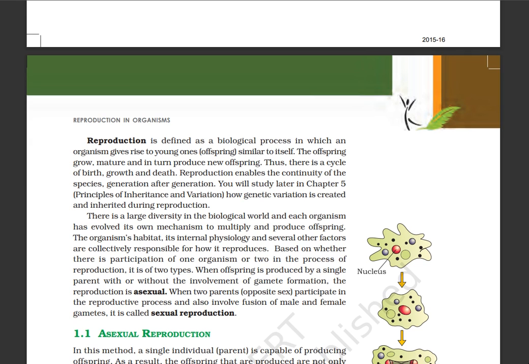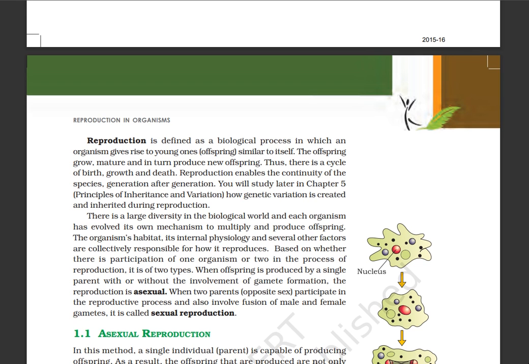The offspring grow, mature, and in turn produce new offspring. Thus, there is a cycle of birth and death. Reproduction enables the continuity of the species, generation after generation. You will study later in Chapter 5, Principles of Inheritance and Variation, how genetic variation is created and inherited during reproduction. There is a large diversity in the biological world, and each organism has evolved its own mechanism to produce offspring. The organism's habitat, its internal physiology and several other factors are collectively responsible for how it reproduces.